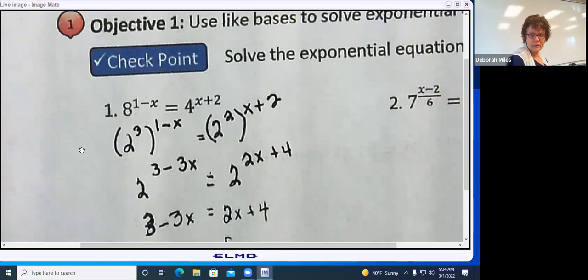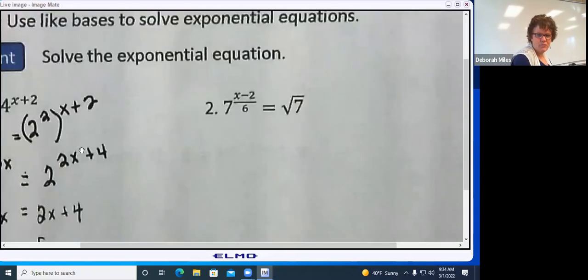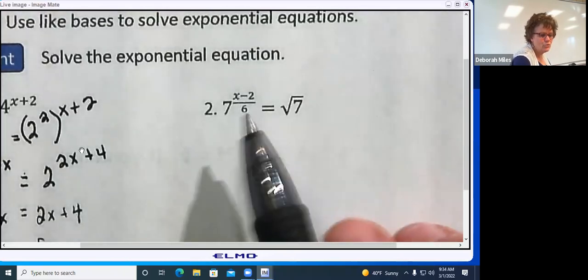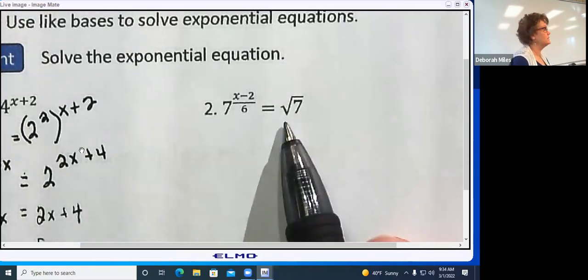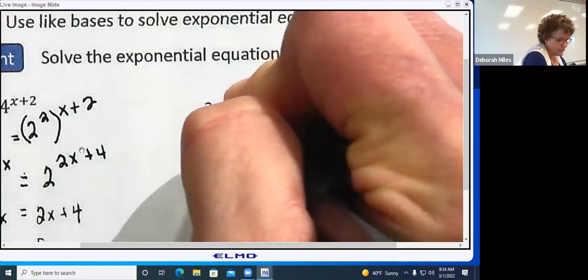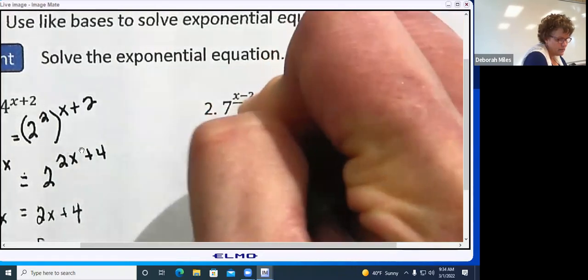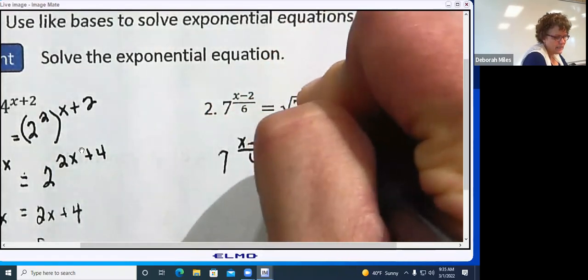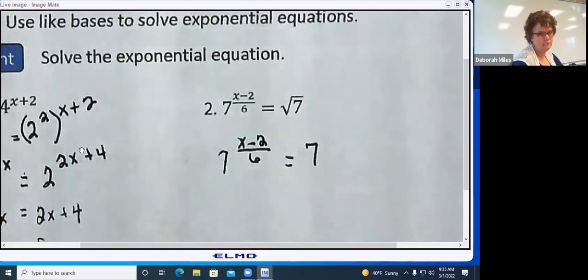What about the second one? Can you think of a common base I could use for the left-hand side and the right-hand side? I could write them both as powers of 7. The left-hand side already is written as a power of 7. And I could write the right-hand side as 7 to the what?